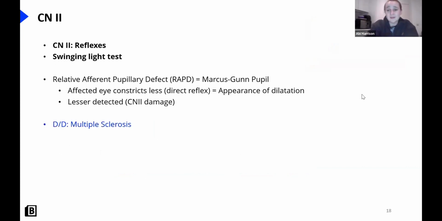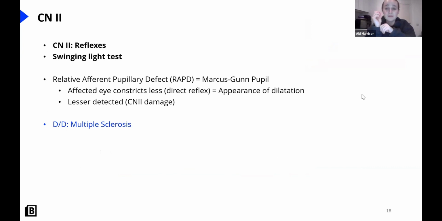So your swinging light reflex, it's similar to your direct and your consensual, but you're looking for different things. So you're going to have your hand between their eyes again to try and block out some of the light. You're going to make the room as dark as you can. And you're going to swing the light between each eye for 1 second at a time. So 1 second, 1 second, 1 second.